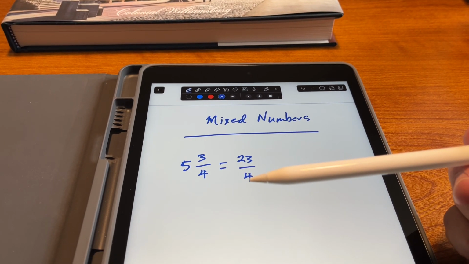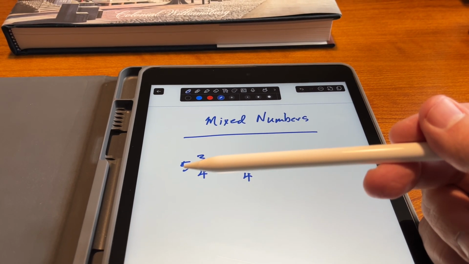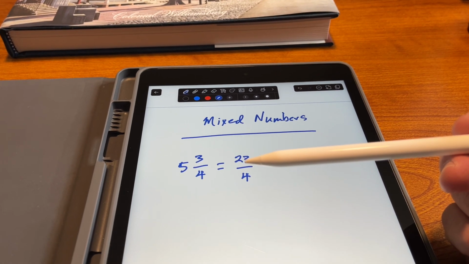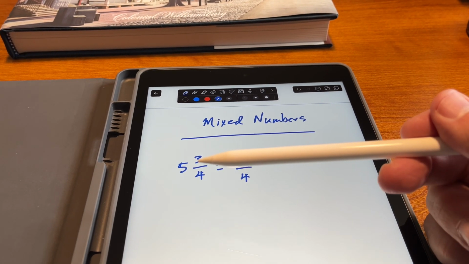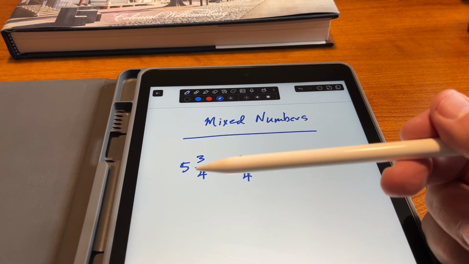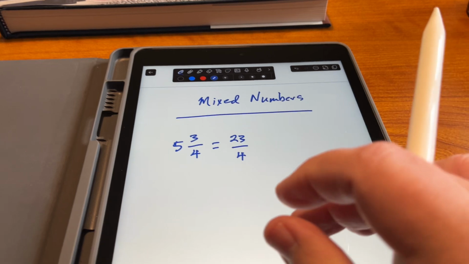So the way you do that is you say, how many times will 4 go into 23? Well, it'll go 5 times. So 4 goes into 23 5 times, and that's 20. So 3 more would make 23. So you could go from 23/4 to 5 3/4 or this way. And that's how you do that. So let's do another example.